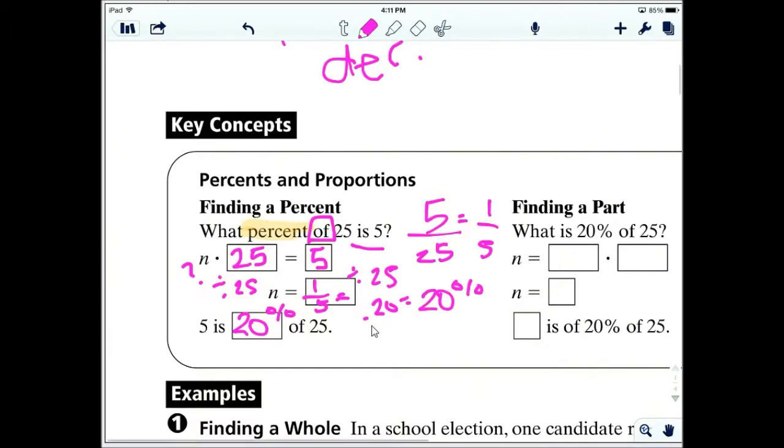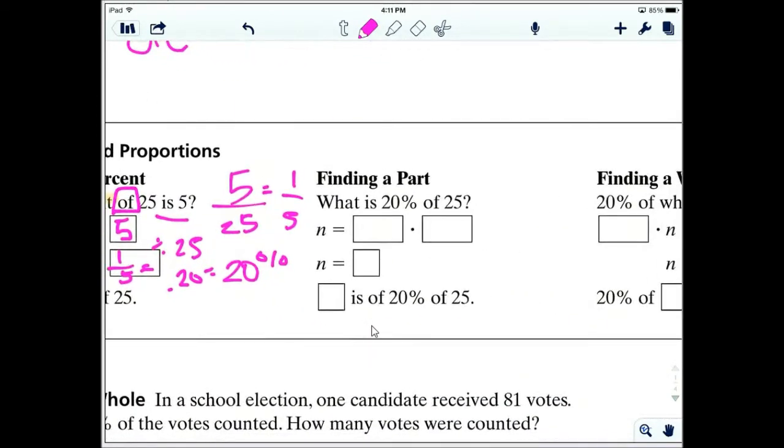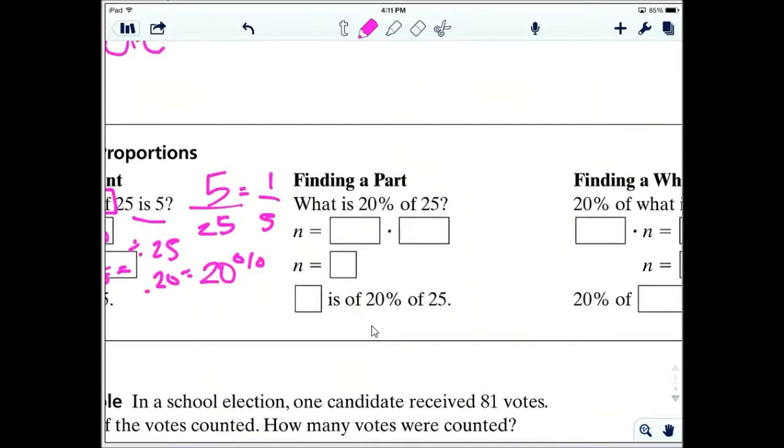Let's go ahead and look at this next example. It says finding a part, what is 20% of 25? So I know my of is 25. Okay, and I want to find the is. Now they have a weird setup here. I actually don't want you to set it up this way. I want us to set it up the way that we had said. So percent times the of equals the is, and then we'll figure out how to set up that second way that they had.